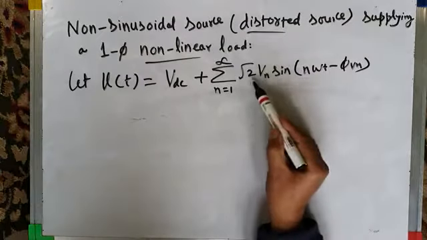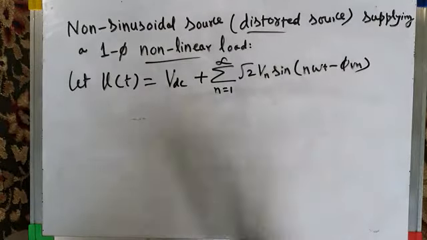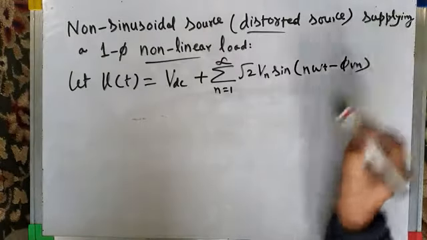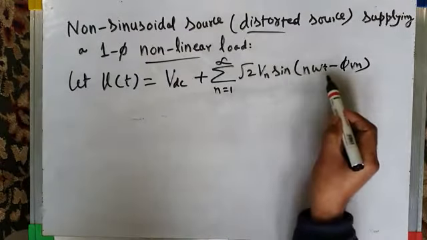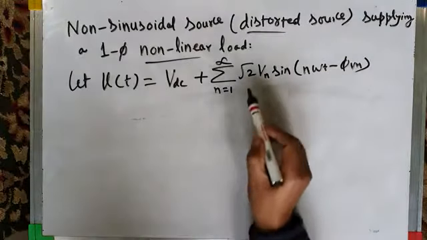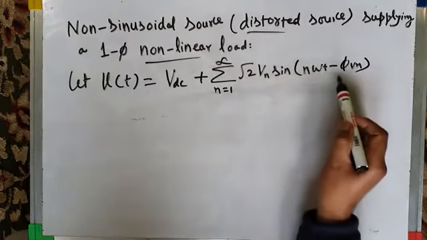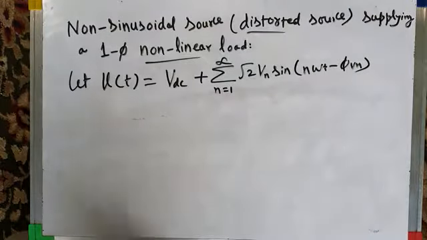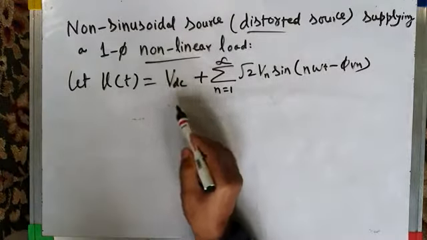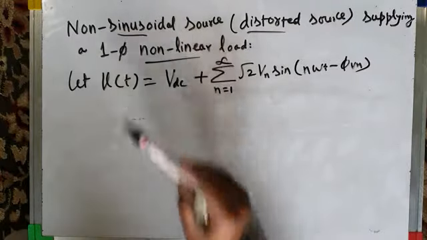Like root 2 V1 sin(omega t minus phi V1), where phi V1 is the phase angle of the voltage, plus root 2 V2 sin(2 omega t minus phi V2), plus root 2 V3 sin(3 omega t minus phi V3), and so on. So this is a distorted voltage. The source voltage is non-sinusoidal, as I have written here.